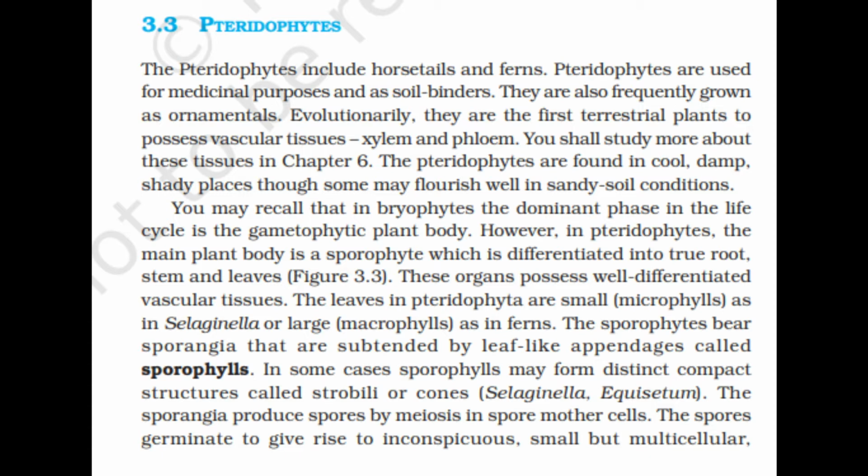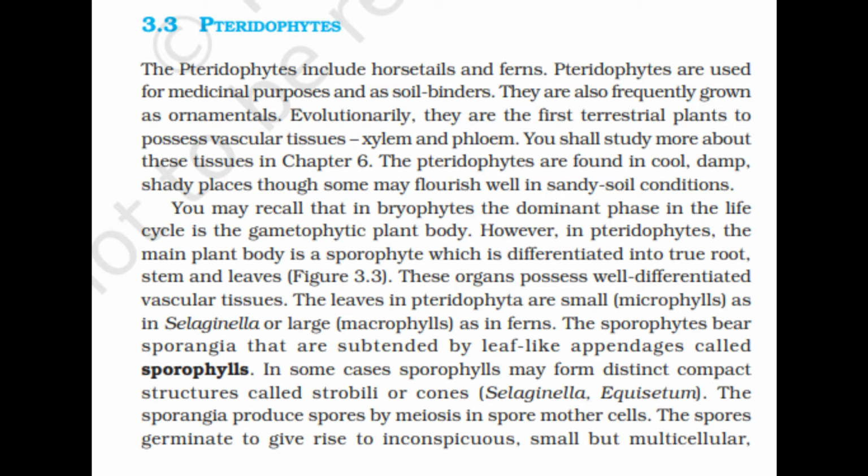The pteridophytes are found in cool, damp, and shady places, though some may flourish well in sandy soil conditions. You may recall that in bryophytes, the dominant phase in the life cycle is the gametophytic plant body. However, in pteridophytes, the main plant body is a sporophyte, which is differentiated into true roots, stems, and leaves. These organs possess well-defined vascular tissues. The leaves in Pteridophyta are small, as in Selaginella, or large, as in ferns.